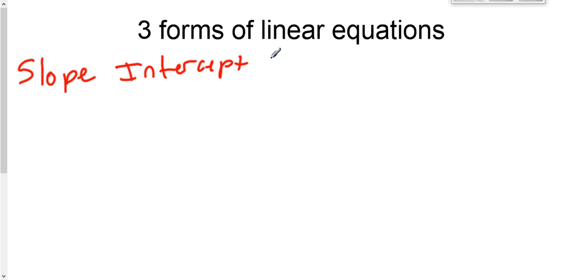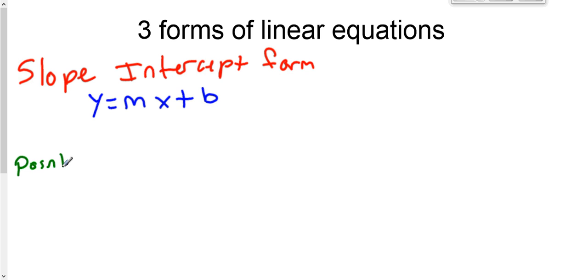This is the one that we like the most. It is the easiest to graph. Y equals mx plus b. We then have point slope form. We're also going to cover that one today. It can still be graphed quite easily. It's just a little bit different.